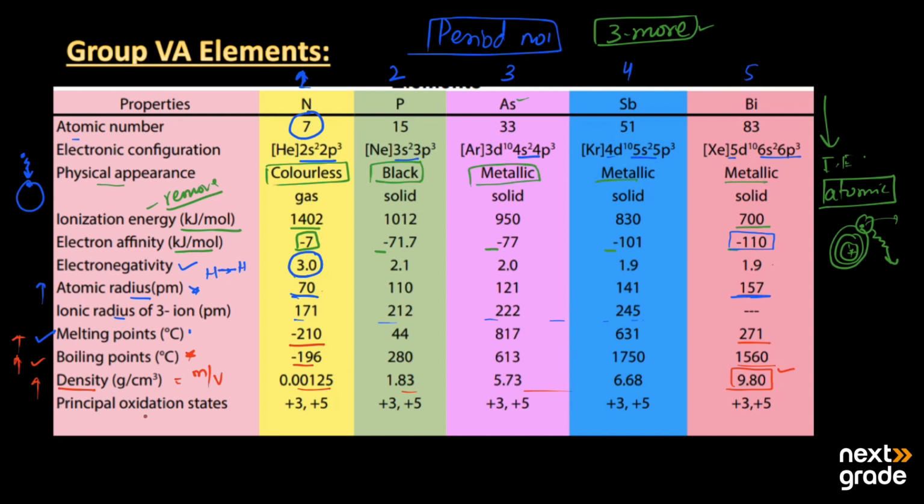The last one is their principal oxidation states. Nitrogen can exist in two oxidation states, which are plus 3 and plus 5. Phosphorus, arsenic, antimony and bismuth are the same; all of them can exist in the plus 3 and plus 5 oxidation states. So this was the group 5A elements.